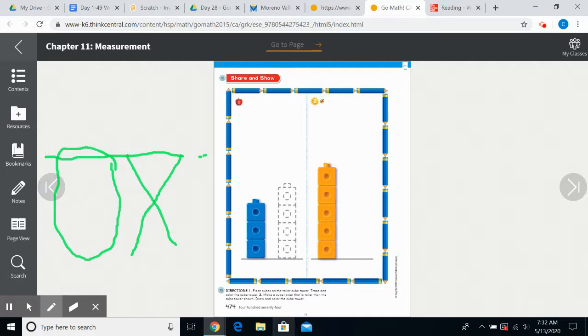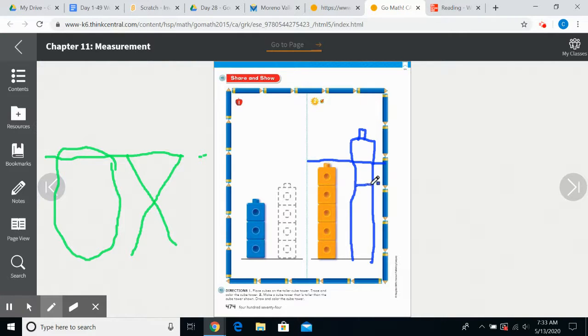On number two right here, it says make a cube tower that's taller than the cube tower shown. So what I like to do, I've already shown you, is I like to draw a line across to give me an idea of where my cube tower needs to go. If it's going to be taller than this one, that means it needs to go above this line. So when I make my cube tower, I'm going to do the best I can, but I know you're going to do better. See my cube tower? It went above the line. So now my cube tower over here is taller than this cube tower.